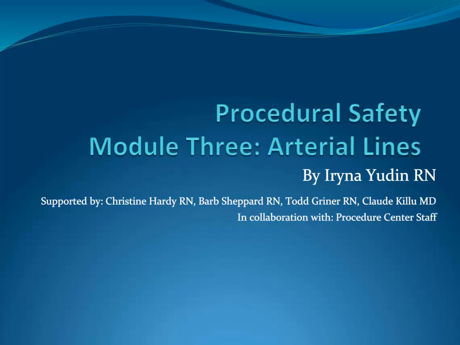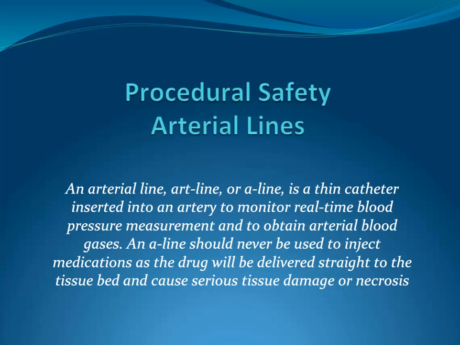In Module 3 we will talk about arterial lines. An A-line is a thin catheter placed in a patient's artery for the purpose of real-time blood pressures and to obtain arterial blood gas measurements.